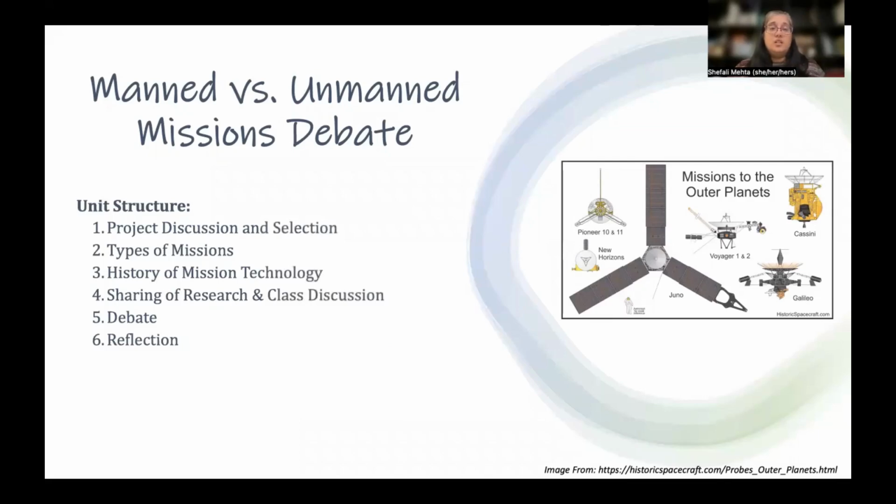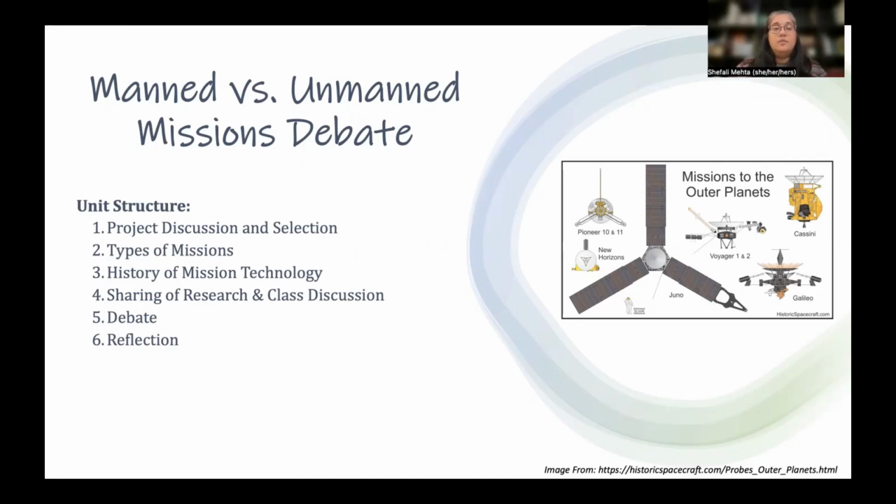We again start with a discussion. This is a small unit, so there's not a lot of content here other than really doing the missions. So they each select a mission. We then talk about the different kinds of missions and how they compare with each other in that respect. We also talk a little bit about how missions have changed over time and how technology has changed.